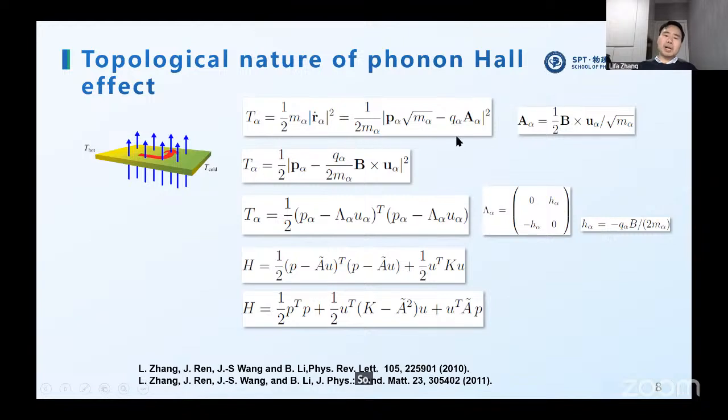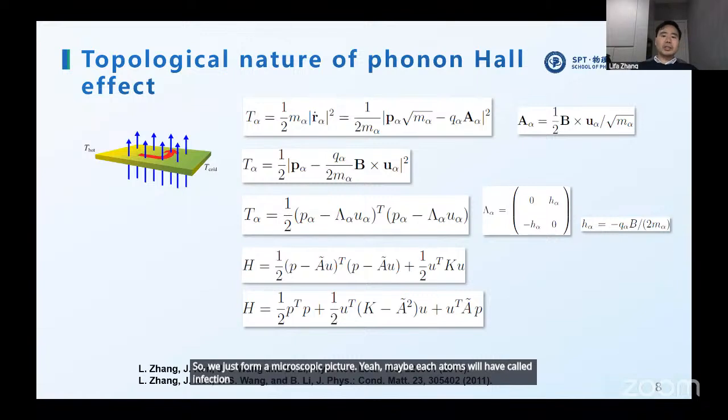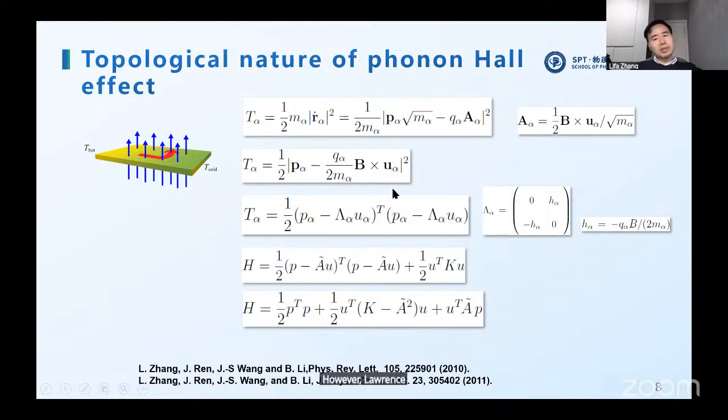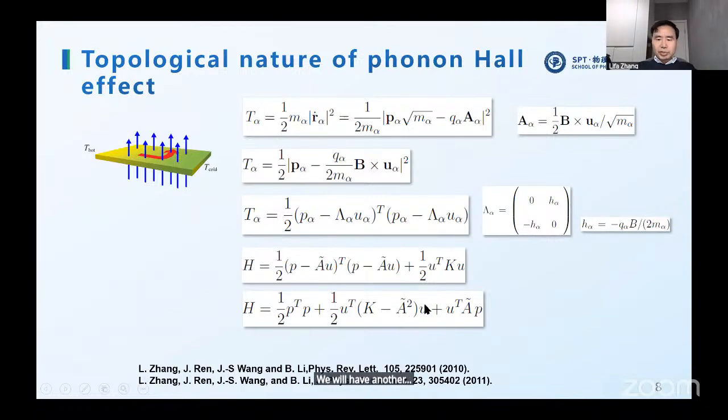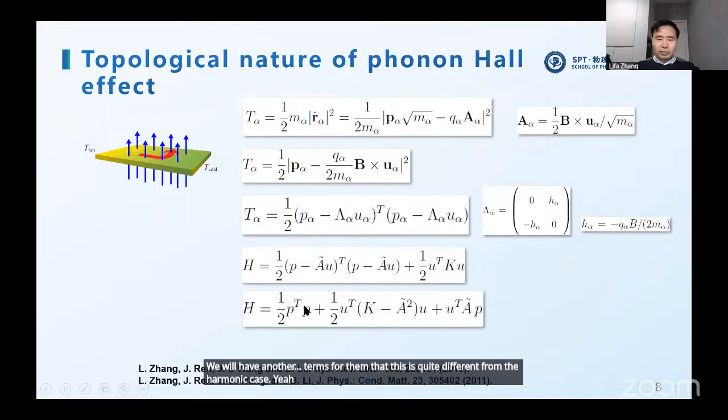From a microscopic picture, each atom will have an effective charge, and in the magnetic field we will have a Lorentz force. In this simple picture, we can get the kinetic energy in this form, and also write a Hamiltonian in this form. Here we have another term for the phonon. This is quite different from the harmonic case. The phonons in the harmonic case only have this term, and not such terms.